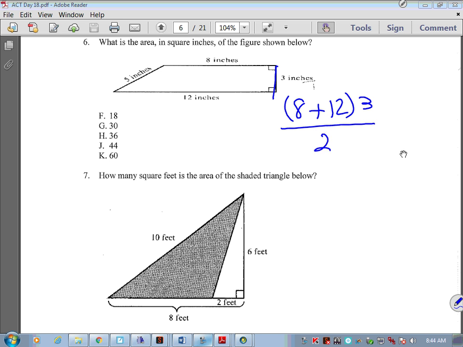So 8 plus 12 is 20. 20 times 3 is 60. 60 divided by 2 is 30. Your answer should be G, 30. So I would probably go through somewhere and write down the area formula of a trapezoid, and you should know that, hopefully.